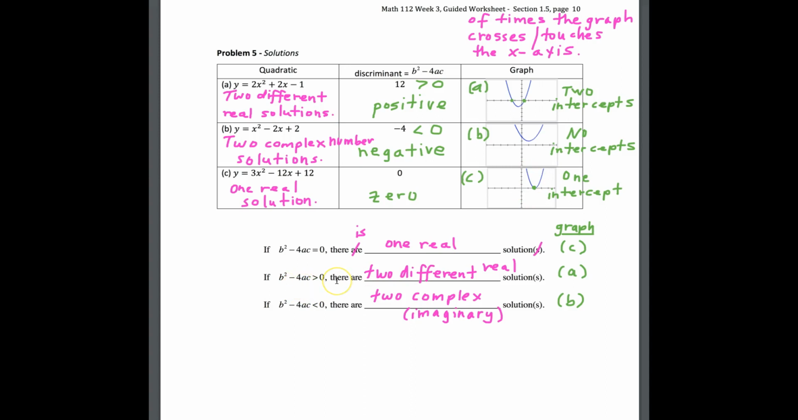If the discriminant is positive, then we're in case A, and we're going to have two x-intercepts, which are two different real number solutions. If the discriminant is negative, as in part B, we're not going to have any x-intercepts, and that corresponds to two different complex, imaginary solutions. So that's what the discriminant tells us. It doesn't tell us what those solutions are. It doesn't tell us what the zeros are. It tells us the type, whether they're real or complex, and the number, whether there's 1 or 2.